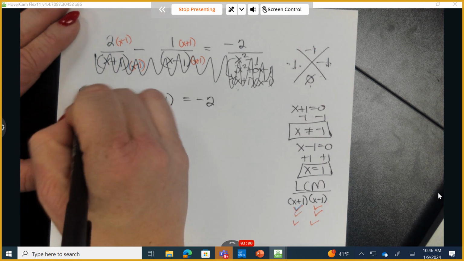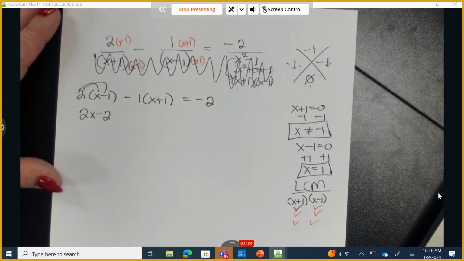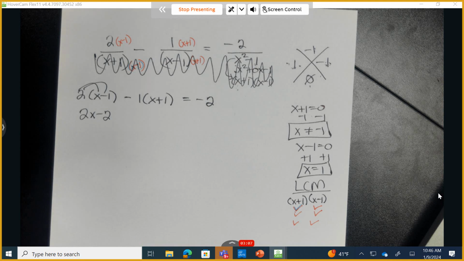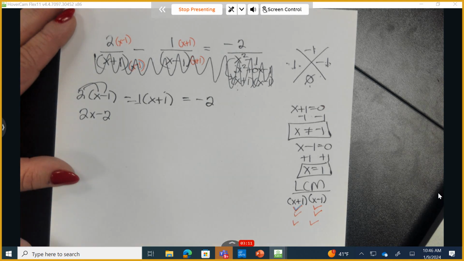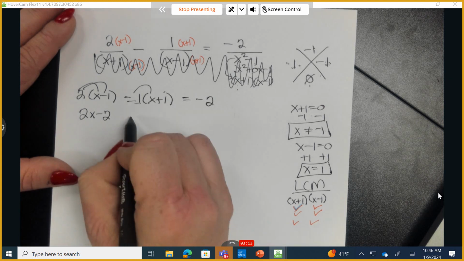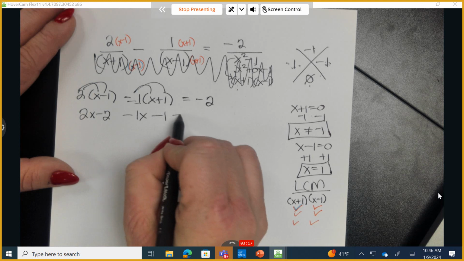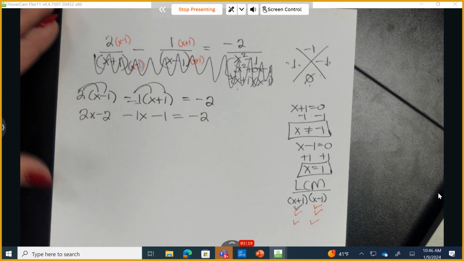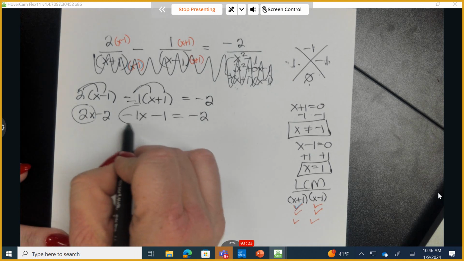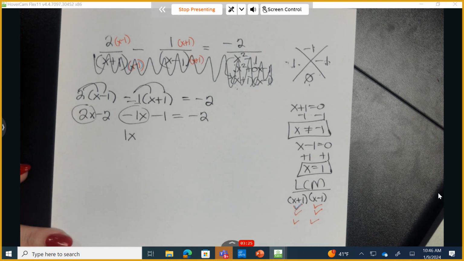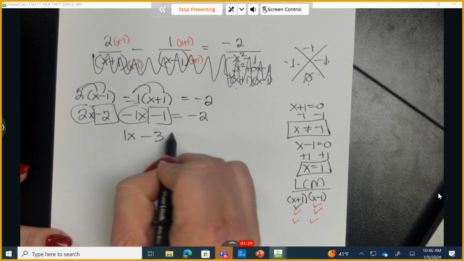I'm going to distribute the 2 to get 2x minus 2. And then here's where a lot of students made mistakes. They distributed a 1, but they have to distribute not just a 1, but a -1. So -1 times x and -1 times 1. Let's combine like terms. 2x subtract 1x is 1x. And -2 and -1 is a -3.